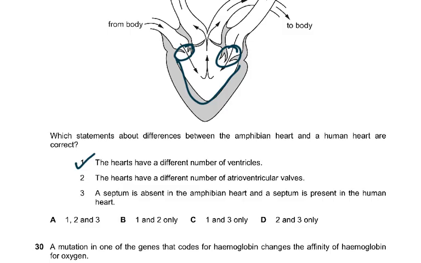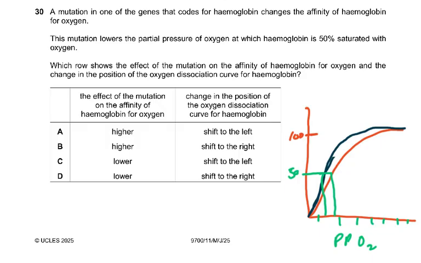Then the septum is absent in the amphibian heart. Yes, there's a septum here, which is missing. So 3 is correct as well. So C is the answer. 1 and 3 only.